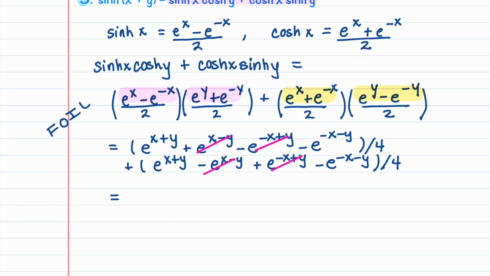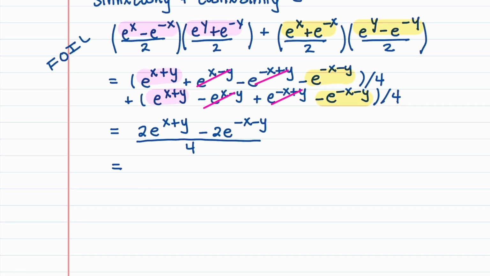And let's see what we have left. This term and this term are the same, so this is 2e to the x plus y. And then this term and this term are the same, so this is minus 2e to the minus x minus y. And all of this gets divided by 4.